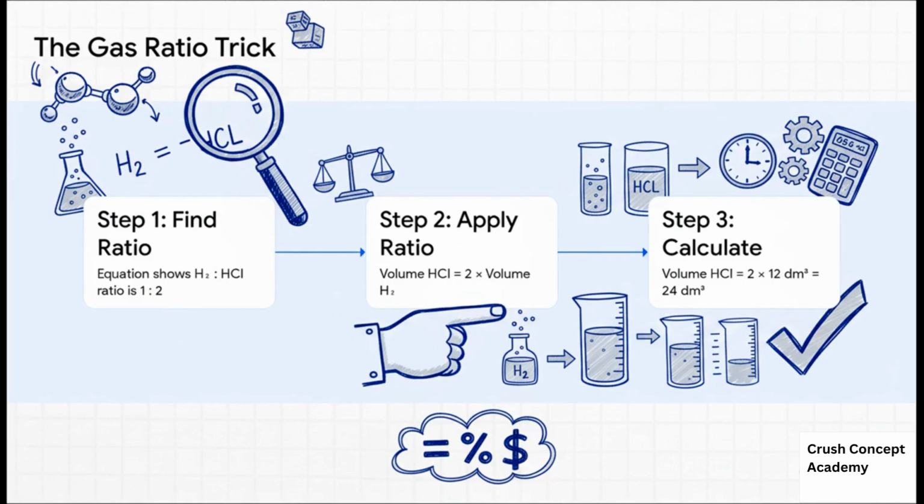So if the equation shows a 1:2 ratio between H2 and HCl, that means the volume of HCl will be twice the volume of H2. We just do 2 times 12, which gives us 24 liters. How cool is that? This little trick can save you so much time on an exam.